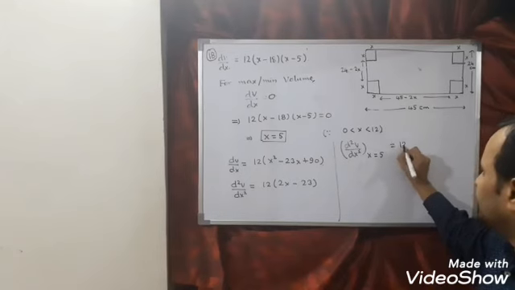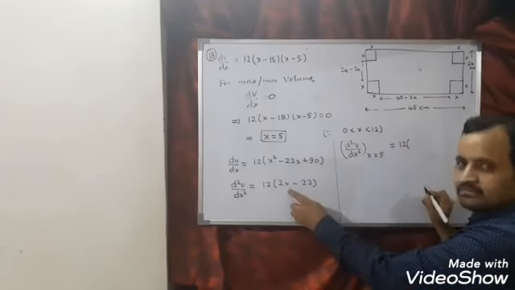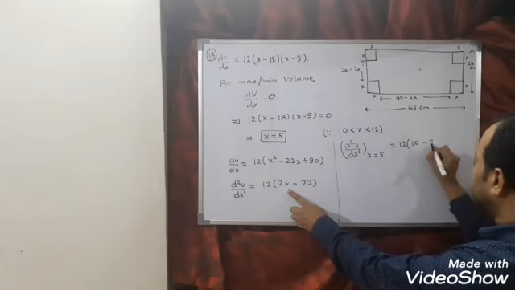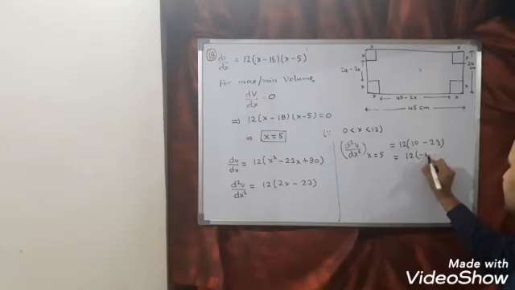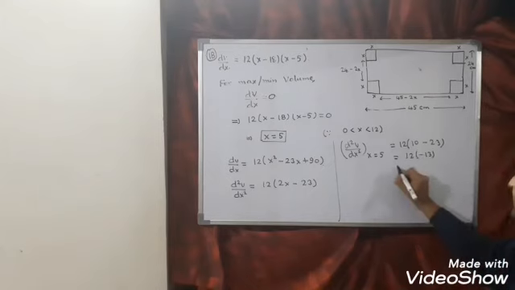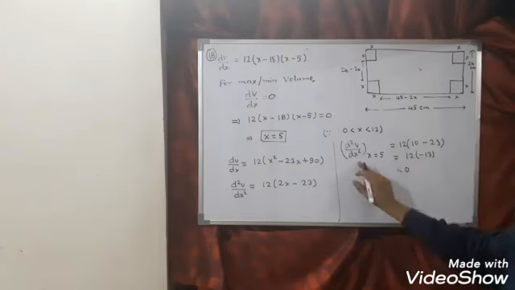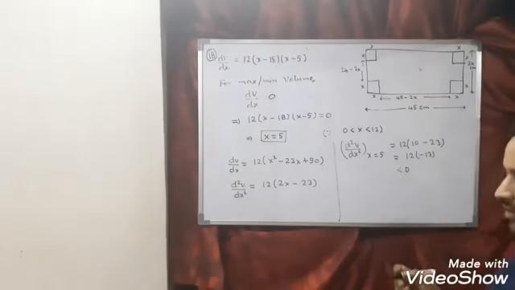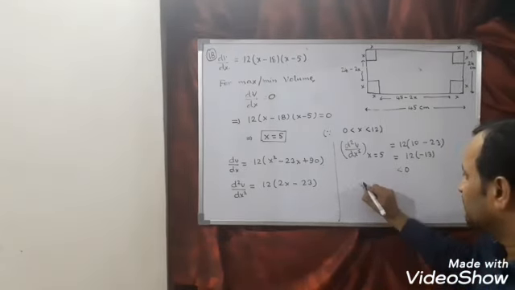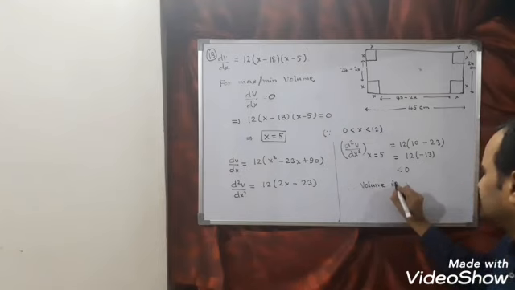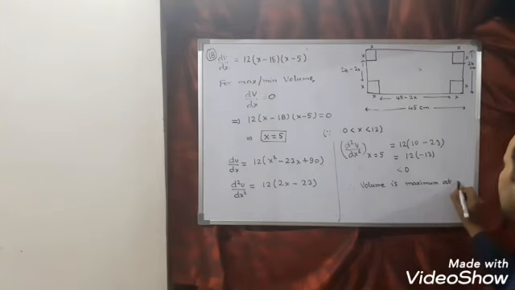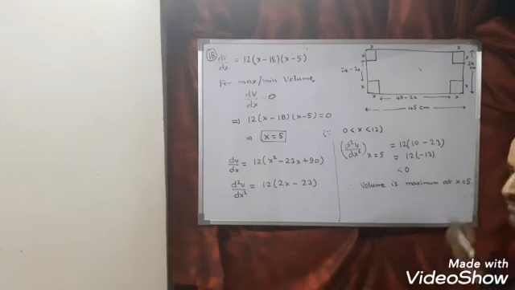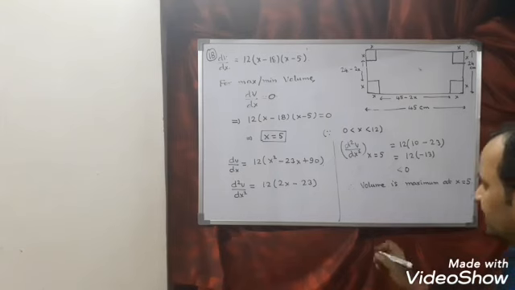Next, calculate d square V by dx square at x is equal to 5. So 12 into, 2 5s are 10, minus 23, you will get 12 into minus 13. Yes or no? And this value is what? Negative. So if second derivative is negative, what we can say? Volume is maximum. So therefore, volume is maximum at x is equal to 5.